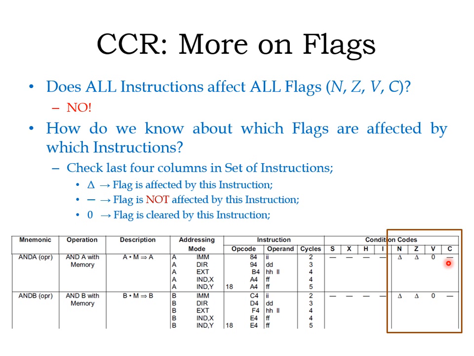That means we can now know which flags are affected by which instruction, just by looking at the last four columns. And I also wrote it here. Triangle means the flag is affected by the instruction. Hyphen means the flag is not affected by the instruction. And 0 means the flag is cleared by this instruction.